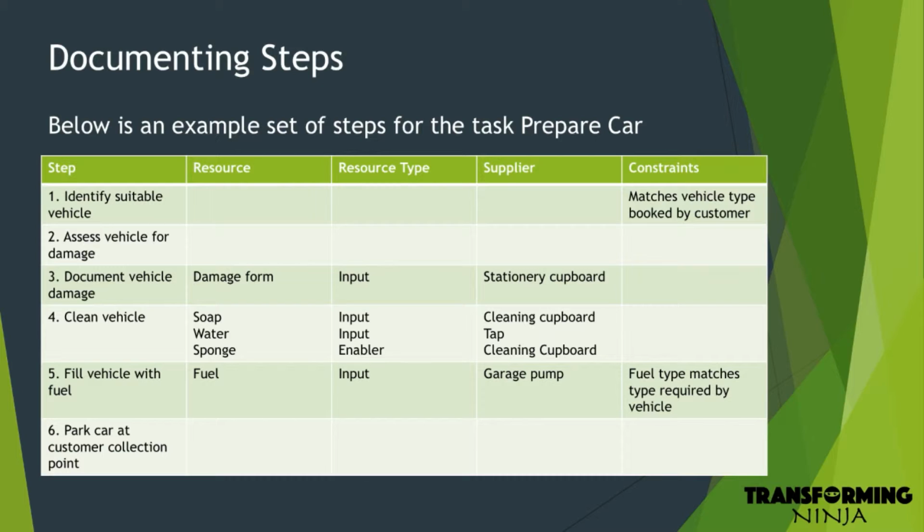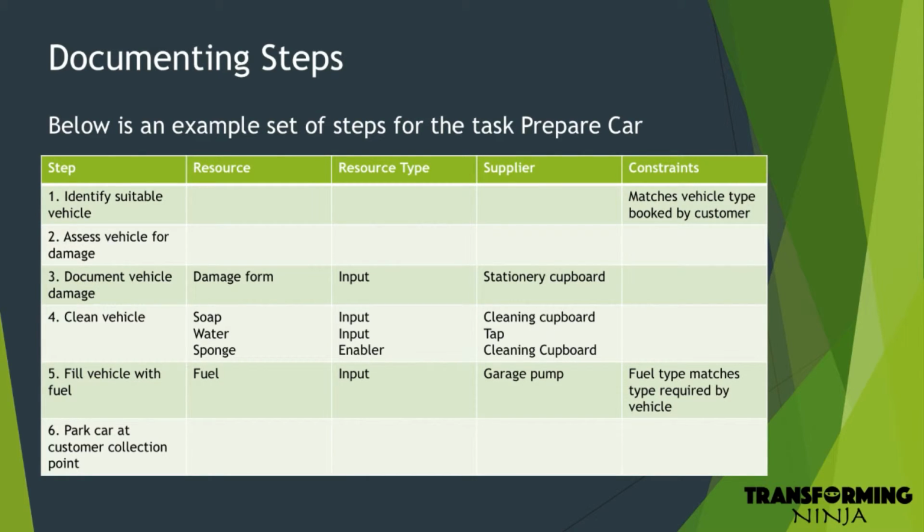The next step, because remember we're looking at real detail here, is that having looked at the vehicle for damage, we need to document any vehicle damage. We use a resource here because we're using the damage form, and the resource type is an input into the step. The supplier of the resource is the stationary cupboard.